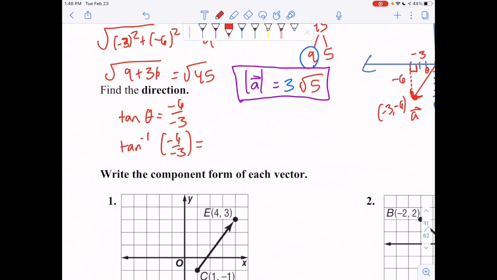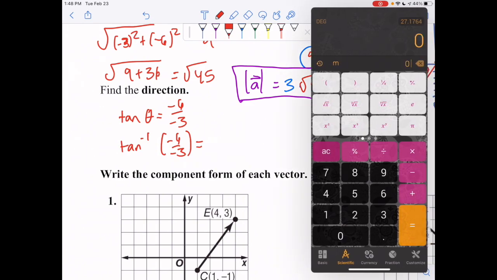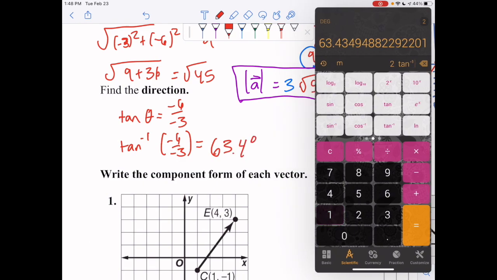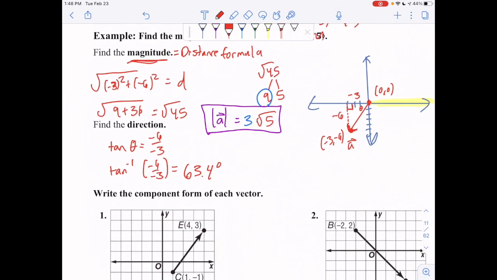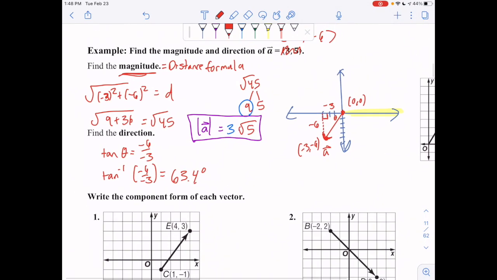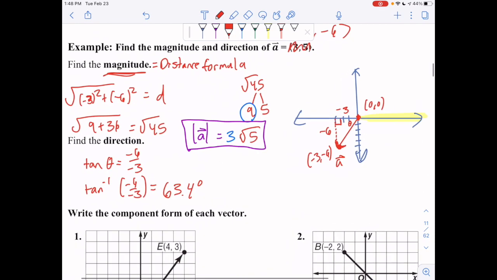Please put this in your calculator right now, or I can show you. 6 divided by 3, right? That's 2. Let's find the inverse tangent. 63.4 degrees. Okay? So it turns out if you stop here, you're wrong. Okay, why are you wrong though? So that's part of the answer.